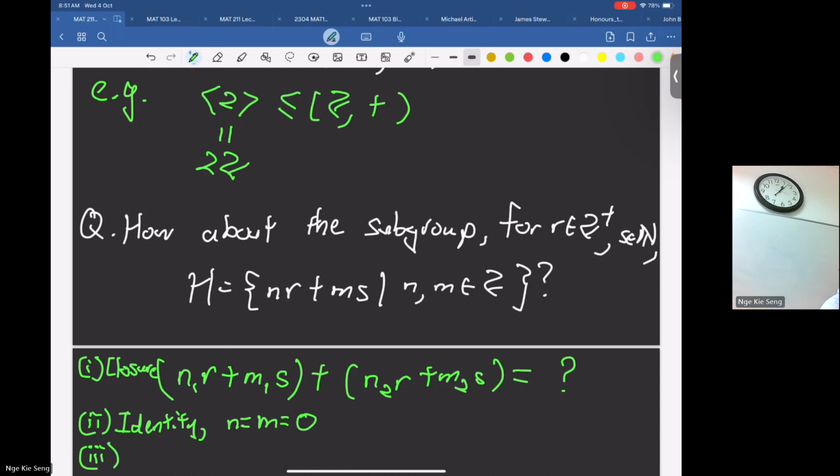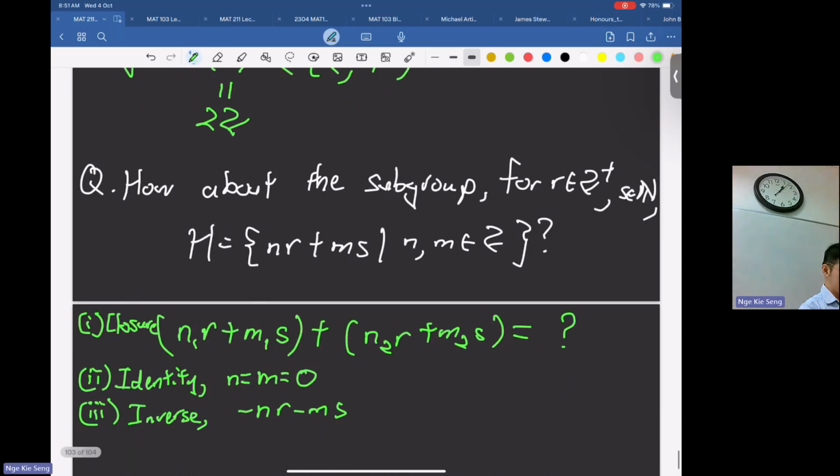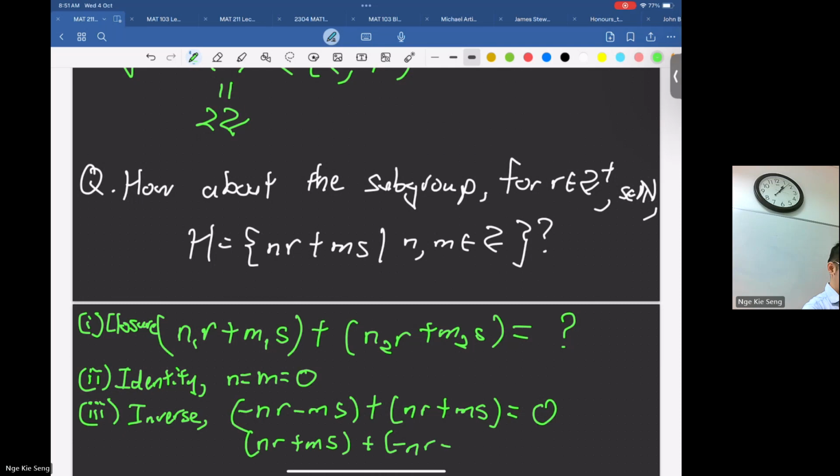How about inverse? Does the inverse exist or not? What's the inverse for everything? Minus n, minus m. Okay, makes sense? So this is the number that when you add it to nr plus mx gives 0. Left or right? Both. You need to check both. Okay, good. This is a subgroup.